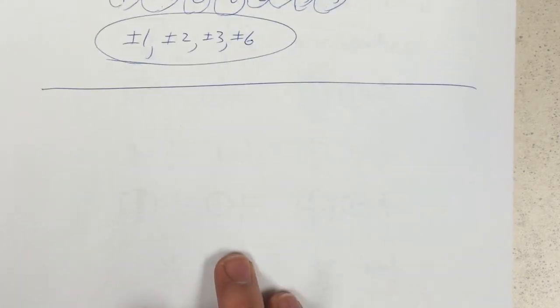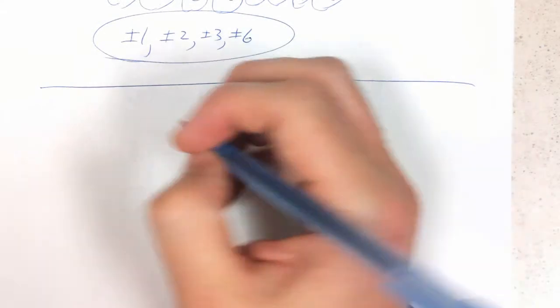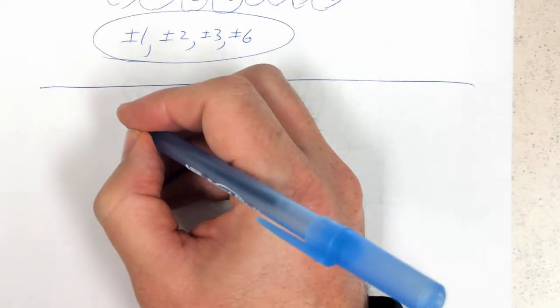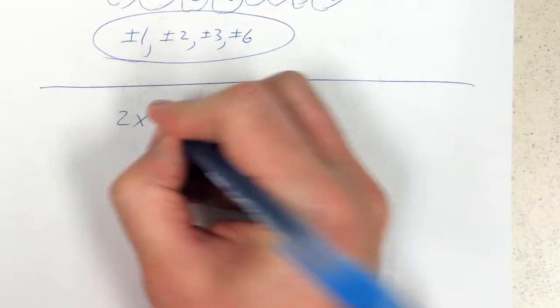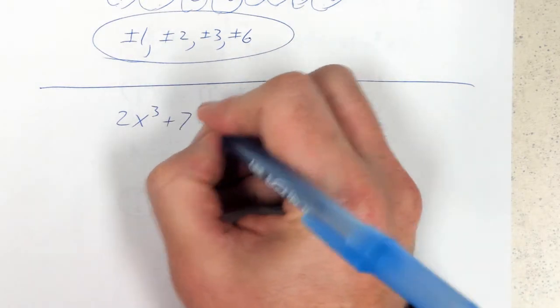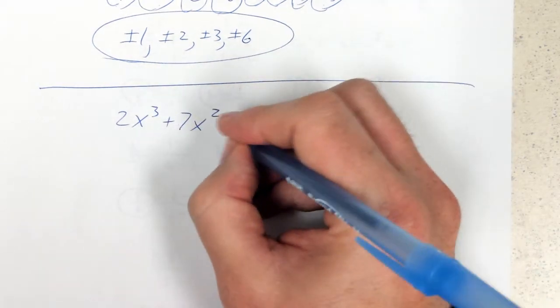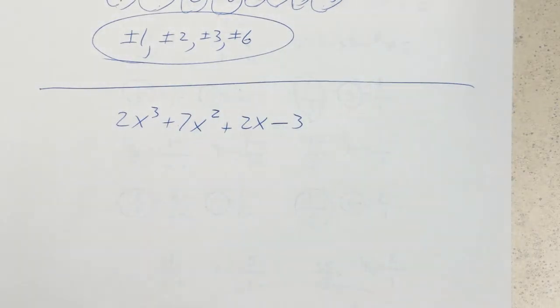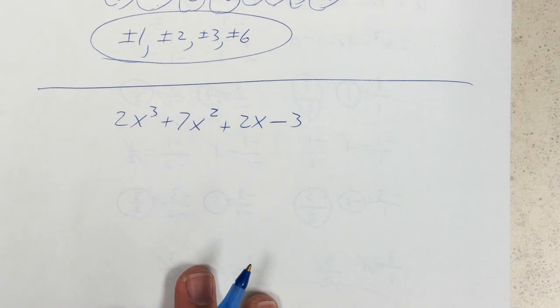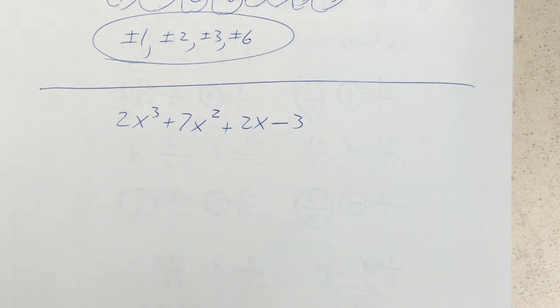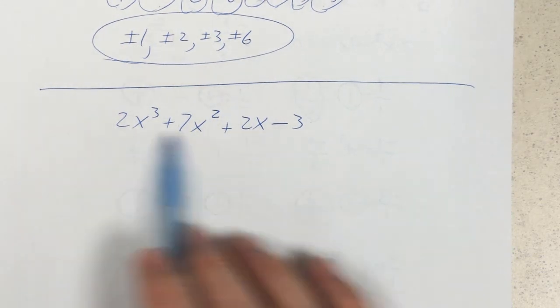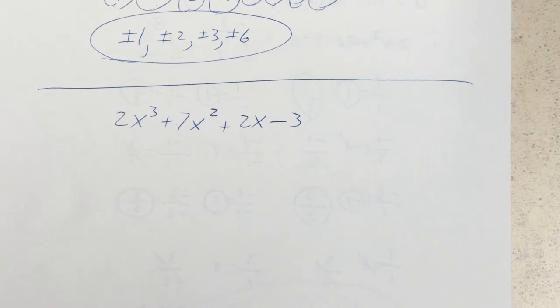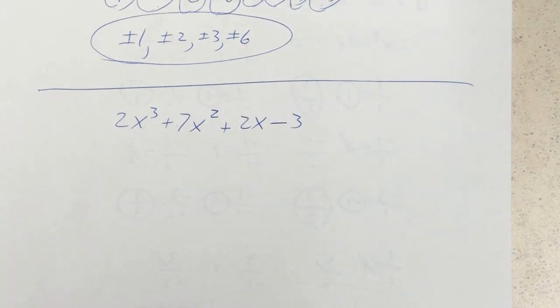Alright, let's go through and try doing 2x to the third plus 7x squared plus 2x minus 3. Try to find all of the possible rational solutions of this. And I'm going to go ahead and write the answers down and have the sub put them up after about 5 or so minutes. Give them a try, and then we'll see if we got them right.